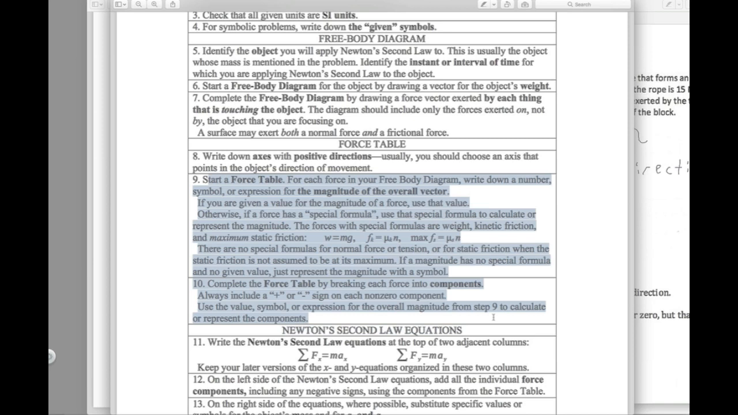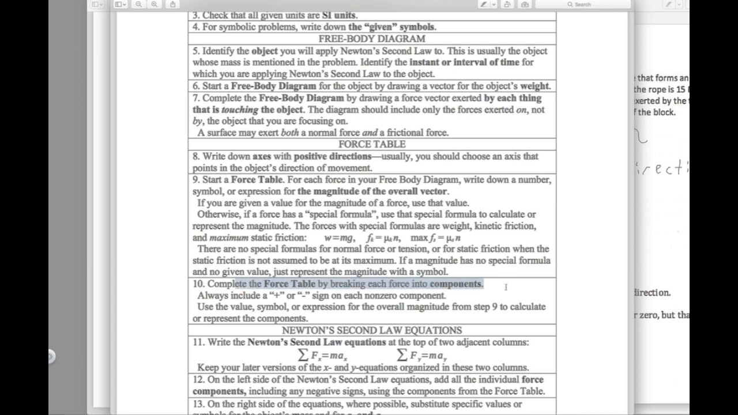So here are the steps that we just completed. If you're given a value, the first row of the table is the magnitudes of the overall vectors, and the next two rows are the components. If you're given a value for the magnitude, you use that value. Otherwise, if a force has a special formula, you use that special formula to represent the magnitude. The force with a special formula is the weight, W equals mg. There's no special formula for normal force or for tension, so if you have no special formula and no given value, you just represent the magnitude with a symbol, like we did for the normal force on this problem.